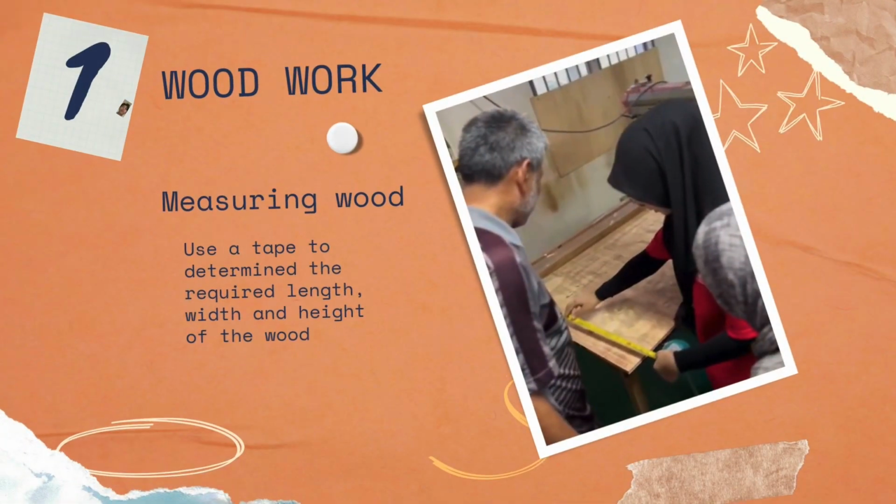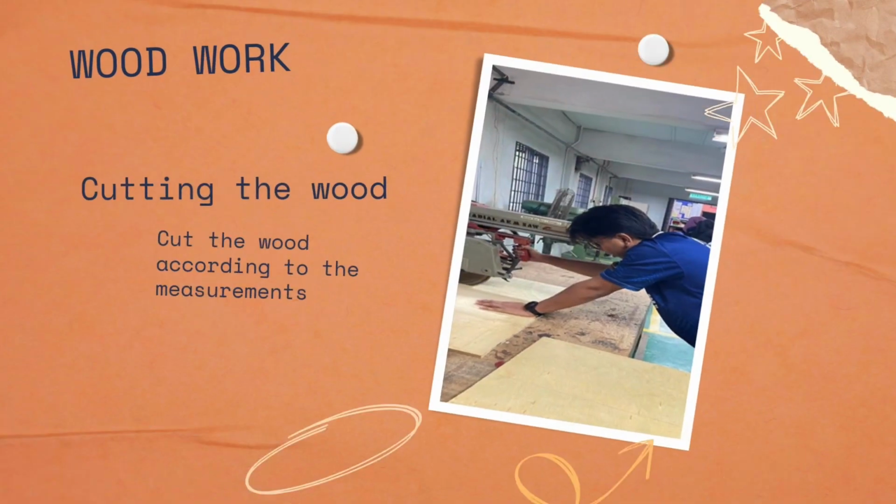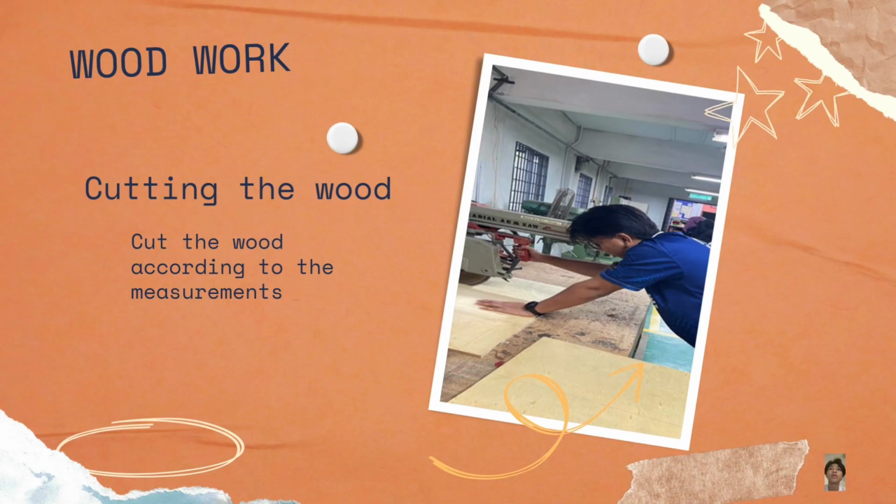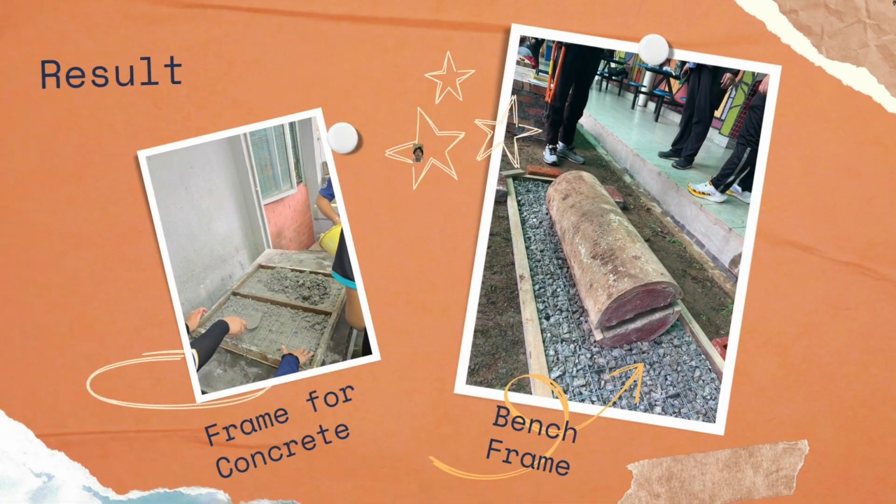For woodwork, firstly, we are measuring the wood. We use a tape to determine the required length, width and height of the wood. After that, cutting the wood. We cut the wood according to the measurements given by our lecturers. And lastly, for the result, we make a frame for concrete and also a bench frame using the wood that we used before.